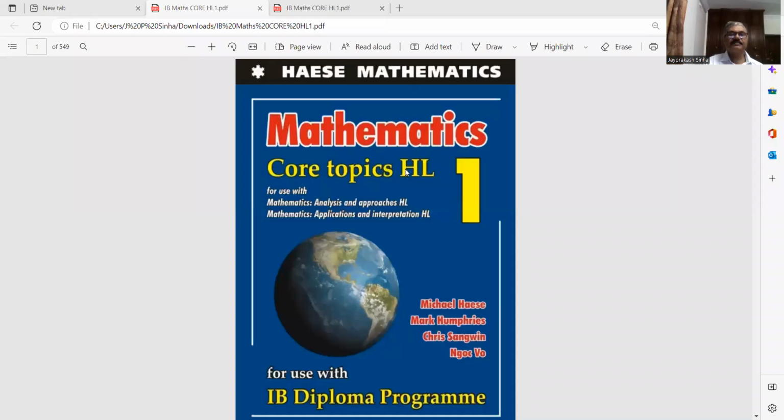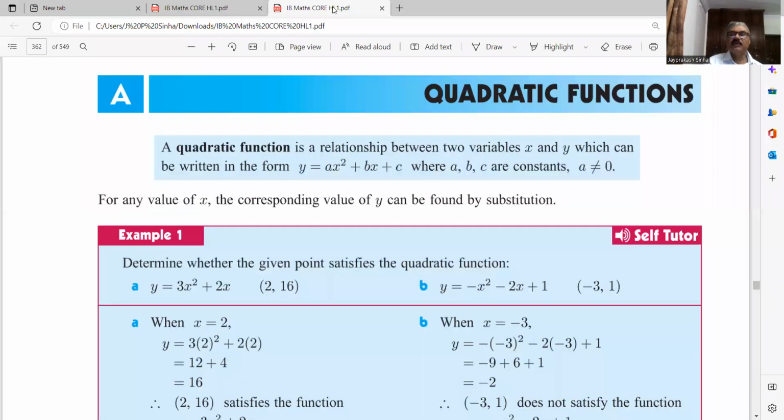In this class, we are going to learn about quadratic functions. And the book which we are going to follow, I'm going to show you just a minute. This book we are going to follow, Mathematics Core Topics HL, for use with Mathematics Analysis and Approach HL and Mathematics Applications and Interpretation HL, for IB Diploma program. So today we are going to learn about quadratic functions.